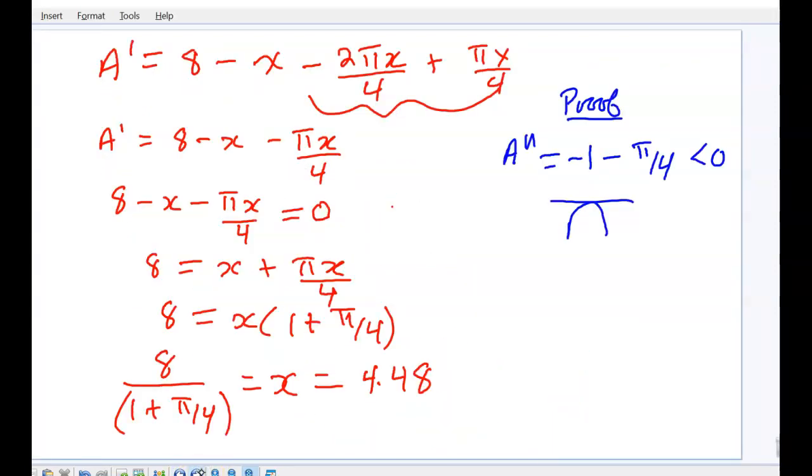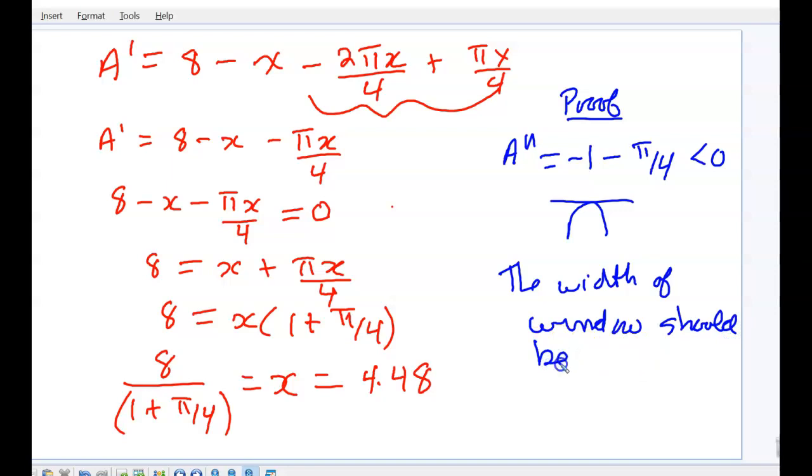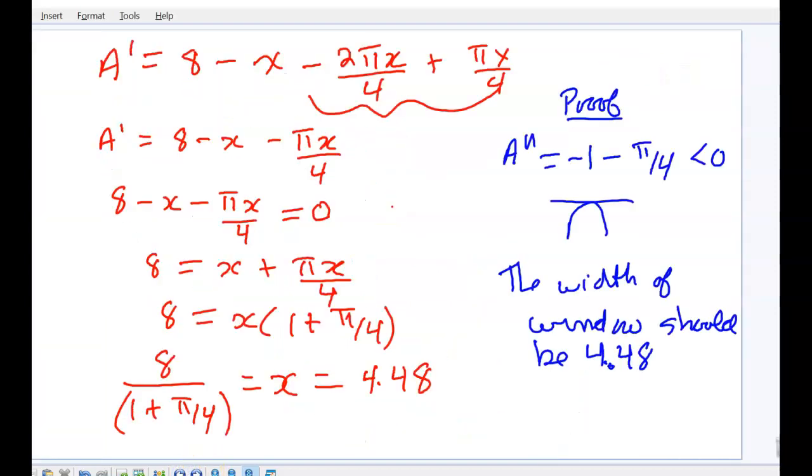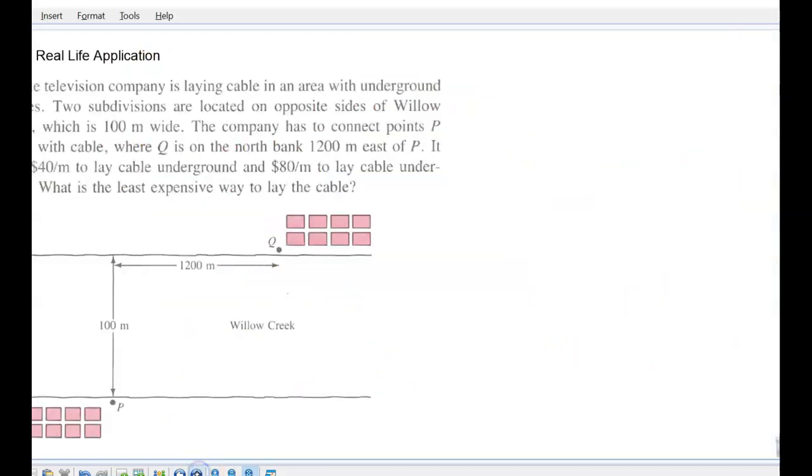Okay, so now the question is find the value of x. So we could say x represents the width. So the width of the window should be 4.48. And just double check the unit here. This was in feet. So that's how wide the window should be to maximize the area. So again, very similar process, but just a little bit more challenging in regards to the difficulty of the problem.